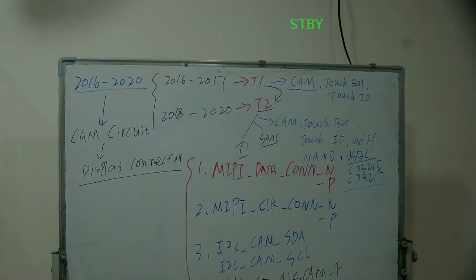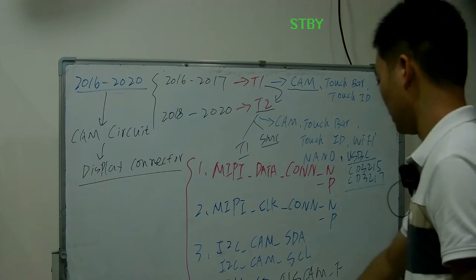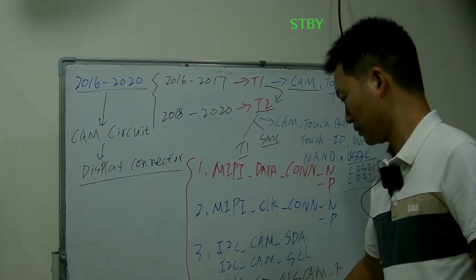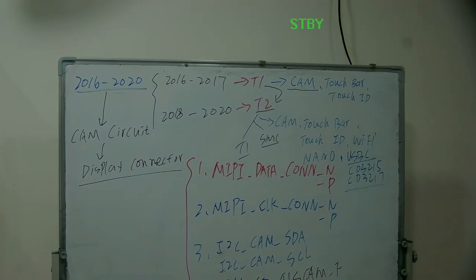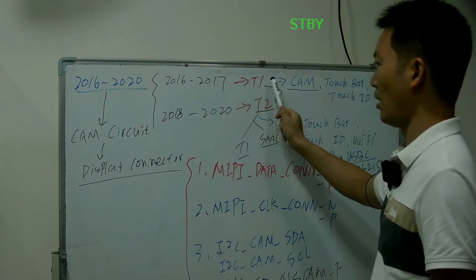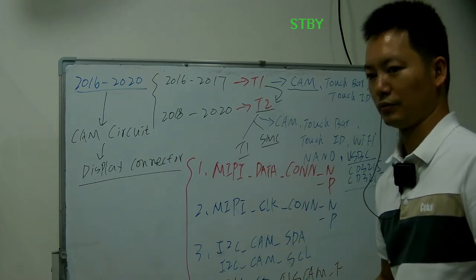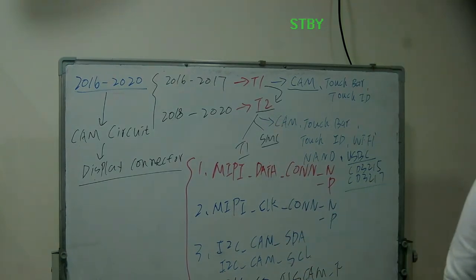So the camera socket, you match the 1, 2, 3, 4. Okay, 1, 2, 3 is about the signal. Number four is about the voltage. Signal, T1 model from the T1, T2 model from the T2. So this is the camera socket.